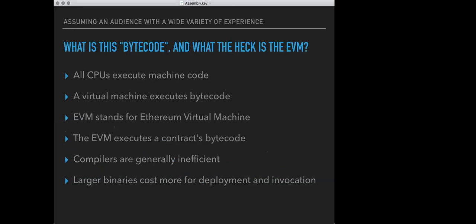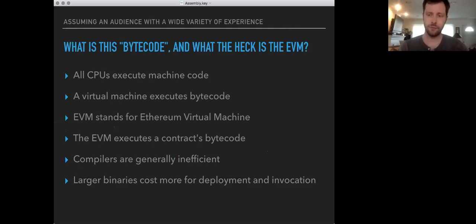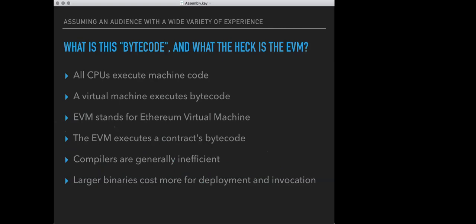At the lowest level, all CPUs execute machine code. Obviously, a virtual machine doesn't have a physical presence, so its machine code is usually called bytecode. Ethereum has a virtual machine at its core that's called the Ethereum Virtual Machine, oddly enough. The EVM executes the bytecode produced when you compile a contract in a high-level language such as Solidity.